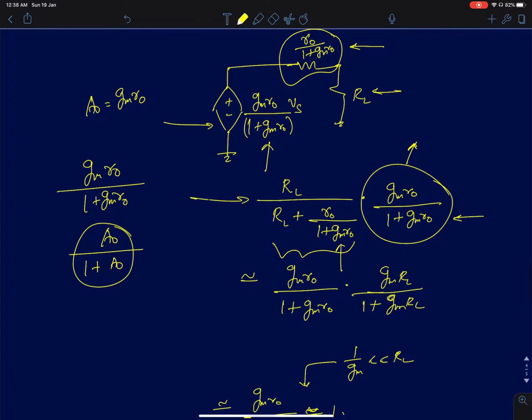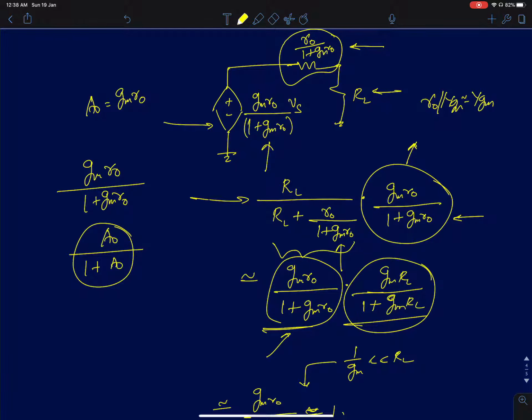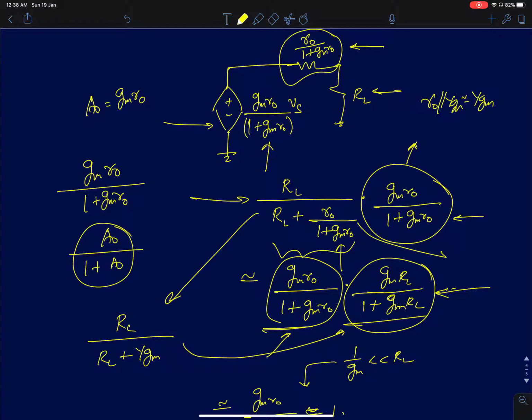Now, if I can approximate this R naught parallel 1 by Gm as 1 by Gm, then I can rewrite the loaded gain as two terms. One, this is the intrinsic gain, Gm R naught by 1 plus Gm R naught. The other term is Gm RL by 1 plus Gm RL. So this term R naught by 1 plus Gm R naught is simply going to be this term. This term here is simply going to be RL by RL plus 1 by Gm. So from that I will get this term here. From this you will actually get the second term.